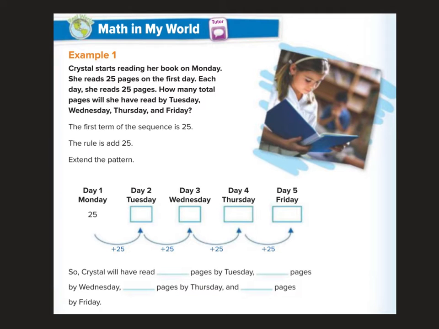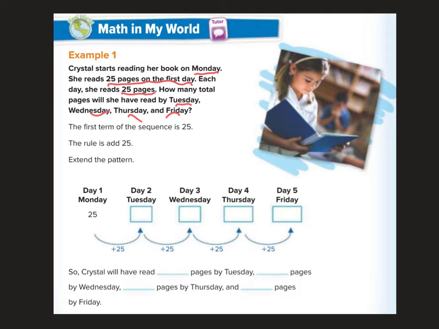All right, so here we have example 1. It says, Crystal starts reading her book on Monday. She reads 25 pages on the first day. Each day she reads 25 pages. How many total pages will she have read by Tuesday, Wednesday, Thursday, and Friday?